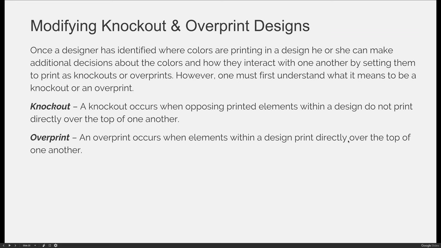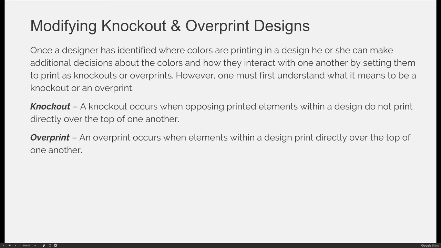Once a designer has identified where colors are printing in a design, he or she can make additional decisions about the colors and how they interact with one another by setting them to be a knockout or an overprint. However, one must first understand what it means to be a knockout or an overprint.